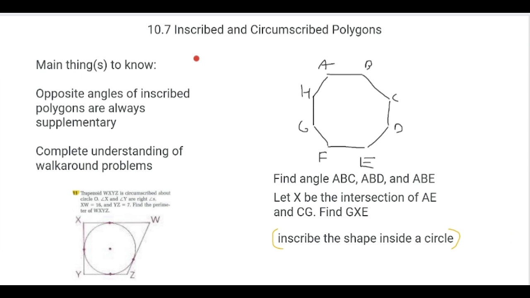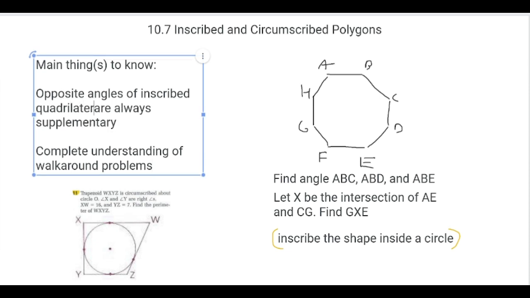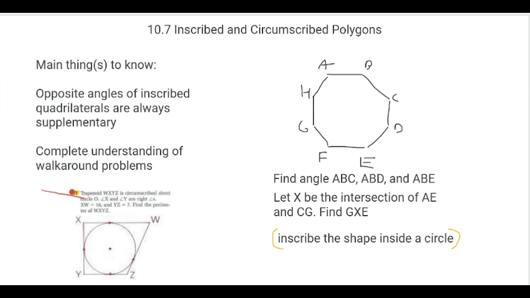Okay, 10.7, inscribed and circumscribed polygons. Main things to know for this section: opposite angles of inscribed quadrilaterals are always supplementary. And then you just need to fully understand how to do walk-around problems. So here's a walk-around problem. And then here's a sample problem that I made.